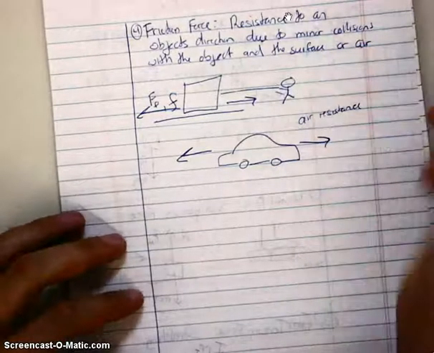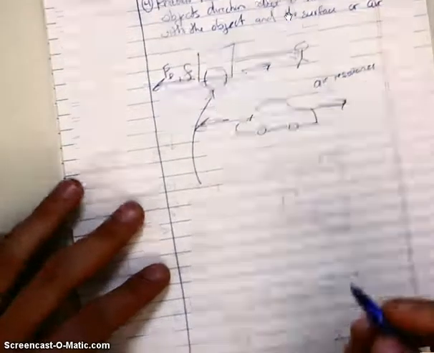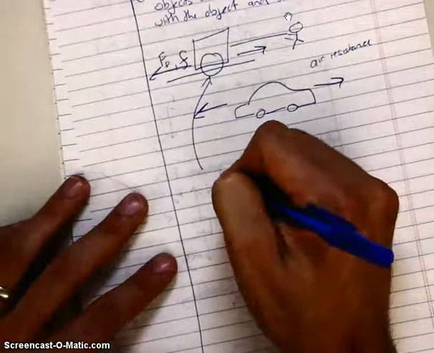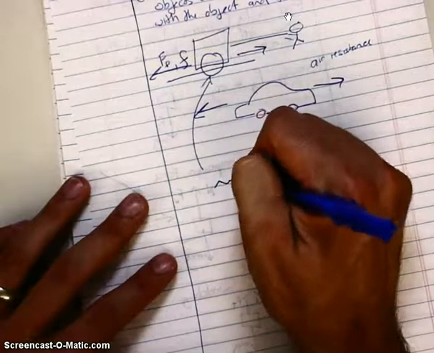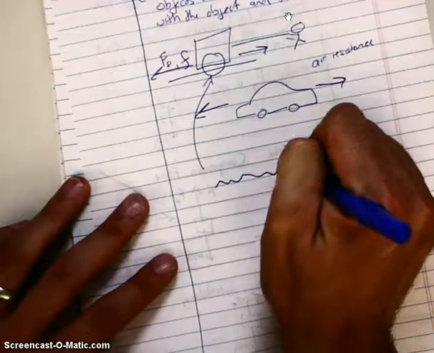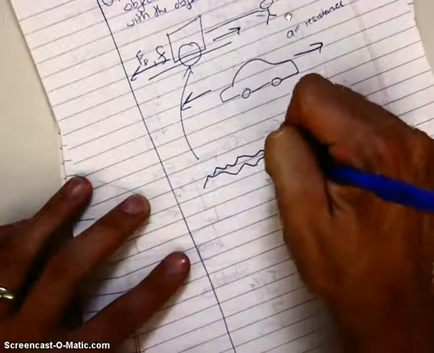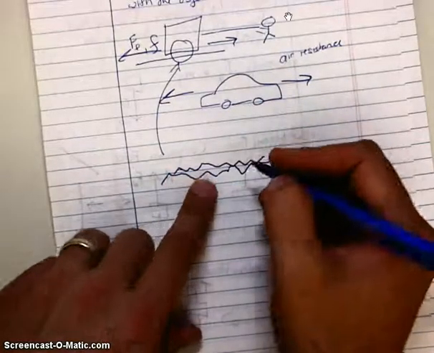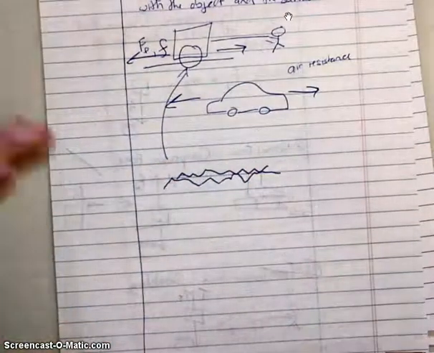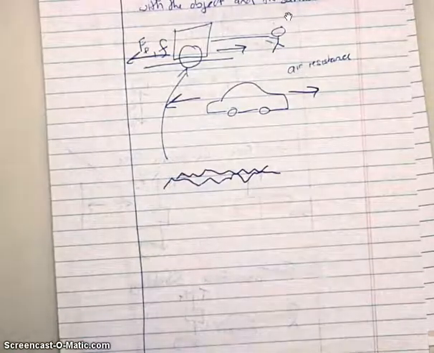I said minor collisions. If we took this box right here and we zoomed in on it, we would find that the box is not actually flat, but it's actually kind of jagged due to just the molecular structure, and we're going to find that the ground is going to be kind of jagged too. Nothing is perfectly flat. And so you can see here, as we drag the box across the ground, these little indentations collide and they grind against each other, and that's what slows it down.